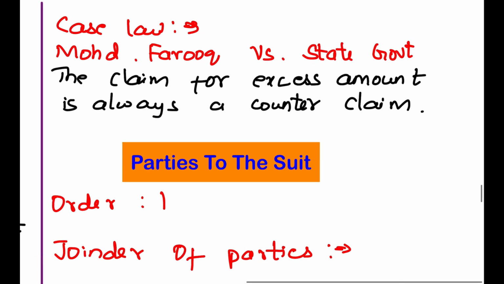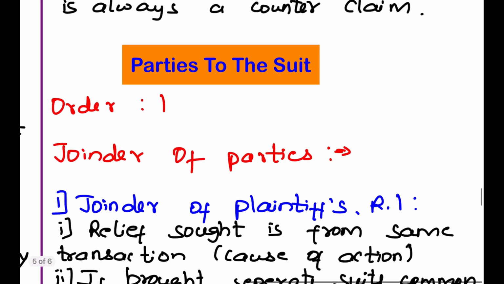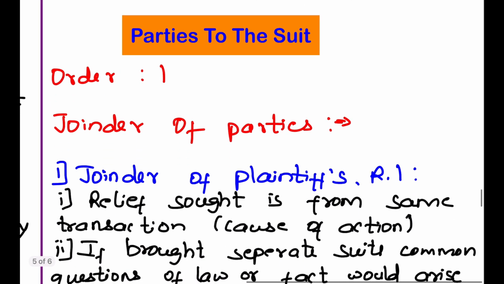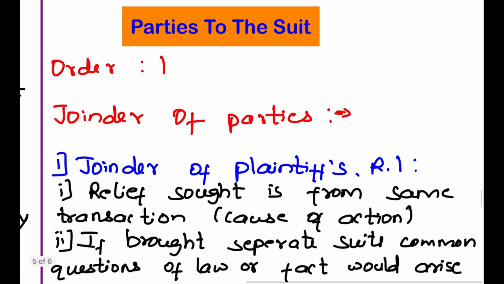Case law, Muhammad Farooq vs. State Government. The claim for excess amount is always a counterclaim. Parties to the suit, Order 1, joinder of parties.